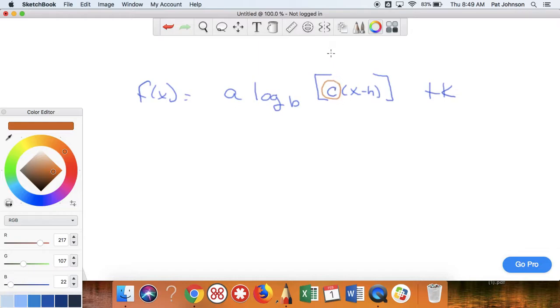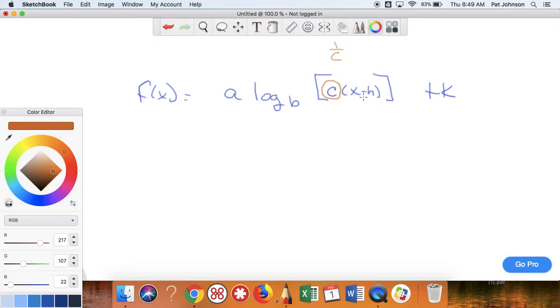C does the same thing, except it tells us horizontal. And again, remember we have to do 1 over c. If c is negative, we have a horizontal reflection, which reflects over the y-axis. You have to do 1 over c, and if the absolute value of that is greater than 1, then it has a horizontal stretch. And if the absolute value of 1 over c is between 0 and 1, then it has a horizontal compression of 1 over c.